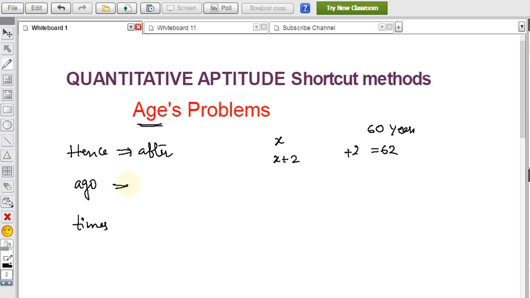Similarly, ago. Ago is the term we use for before. So, 2 years before, what is his age? That is minus 2. So, 58. Like this, the terms will come.